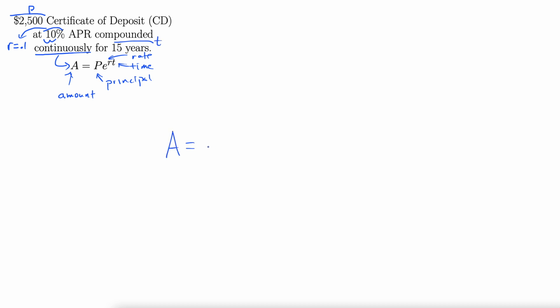A equals principal, $2,500, e to the power of rate, 0.1 times time, which is 15. Into the calculator it goes.